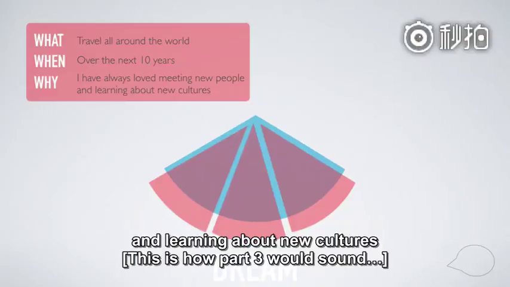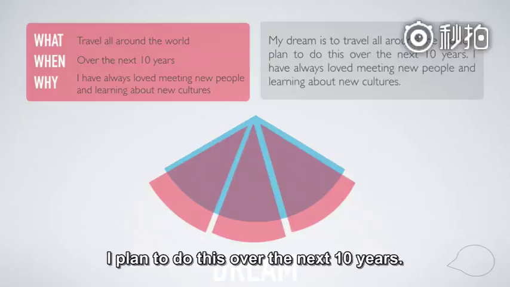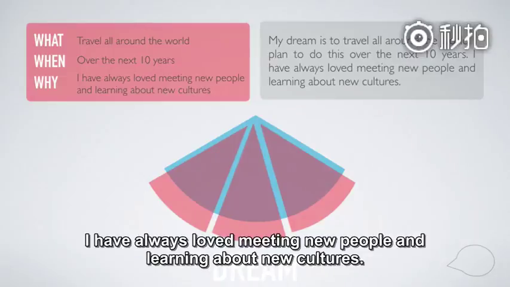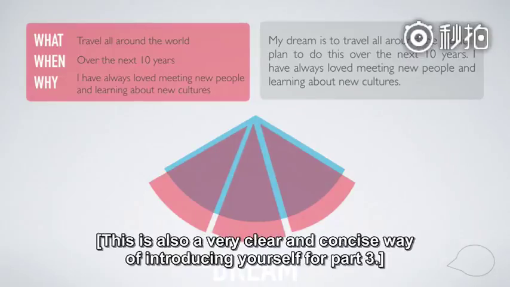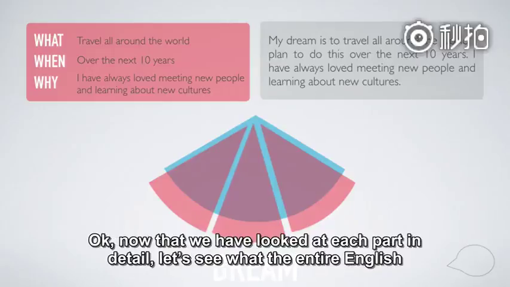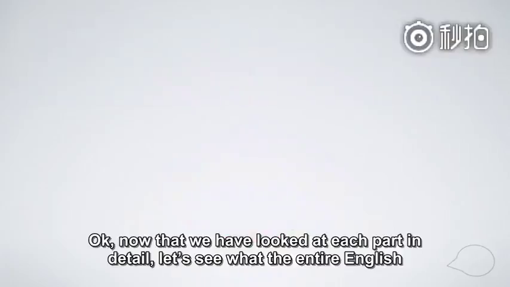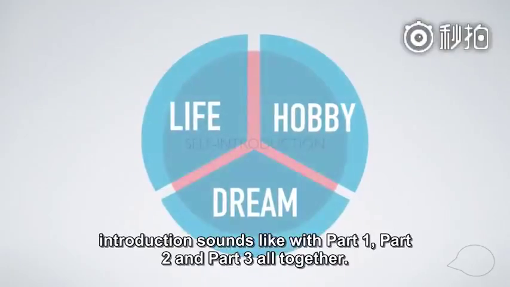Now this is how part 3 would sound. My dream is to travel all around the world. I plan to do this over the next 10 years. I have always loved meeting new people and learning about new cultures. This is also a very clear and concise way of introducing yourself for part 3. Okay, now that we have looked at each part in detail, let's see what the entire English introduction sounds like with part 1, part 2, and part 3 all together.